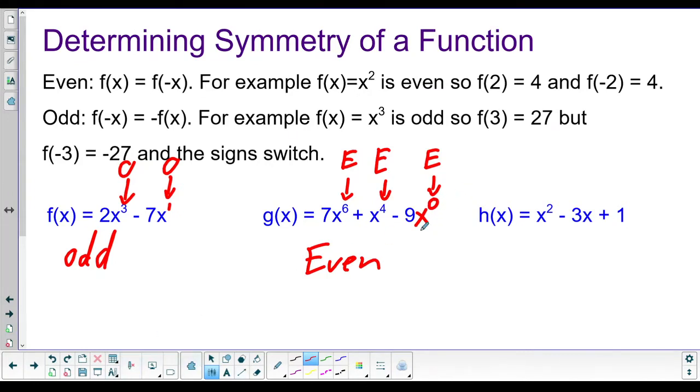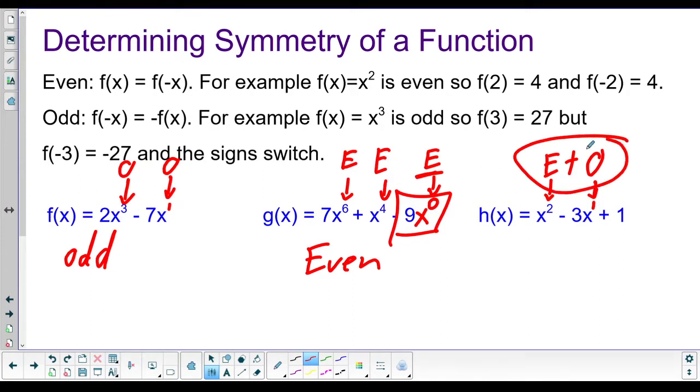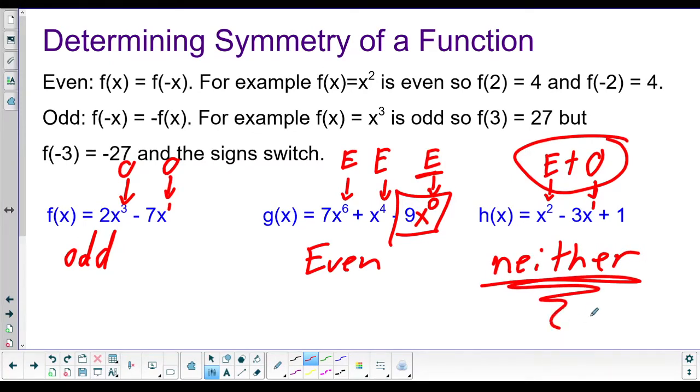You might want to remember this for the rest of your life. If you have a number by itself, it counts as even because it's x to the power of 0. And then lastly here, we have 2, which is even. We have 1, which is odd, and then you don't have to keep going. Once you see that you have both, this means that it is neither of them. It's not even and it's not odd. It's neither. Cool.